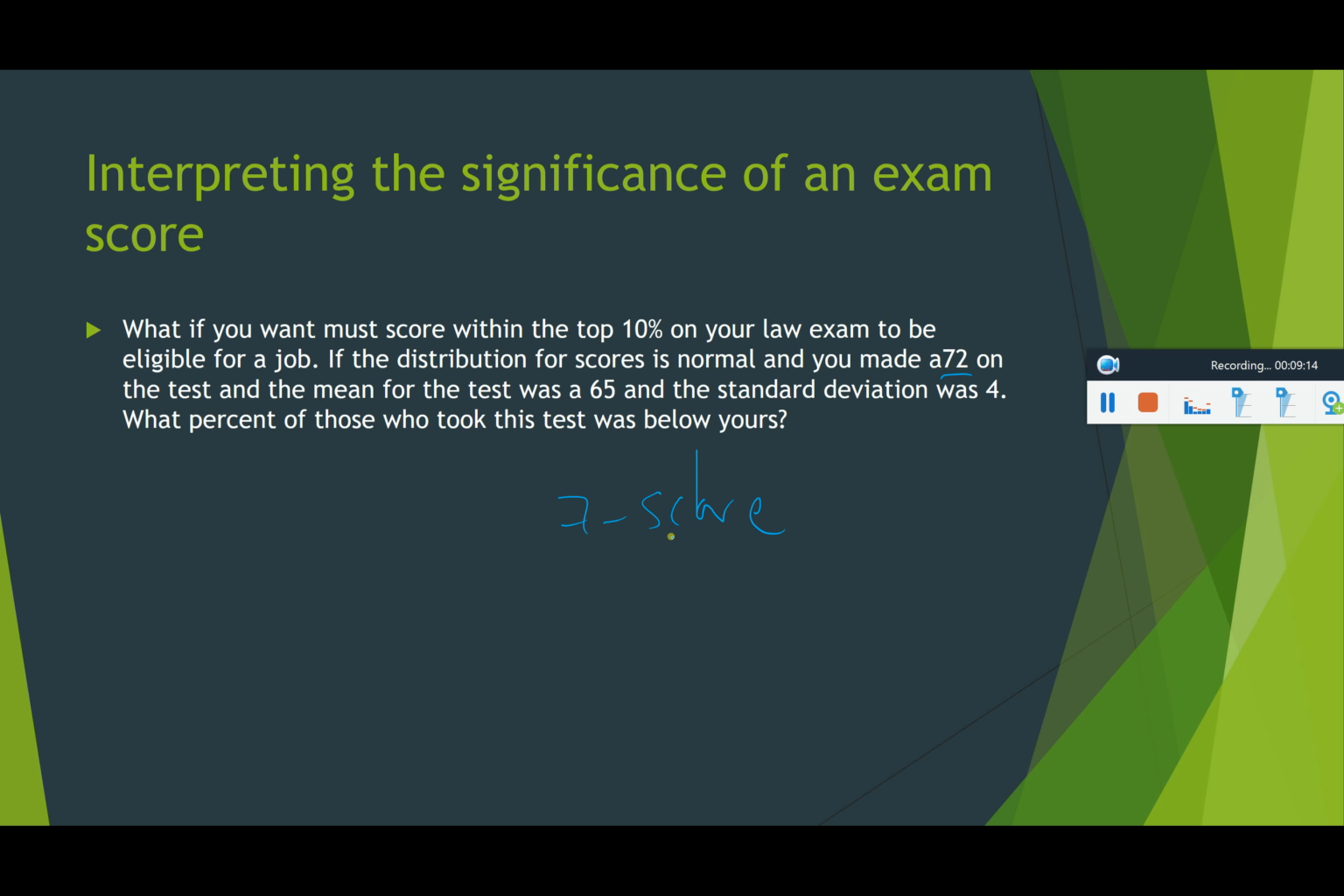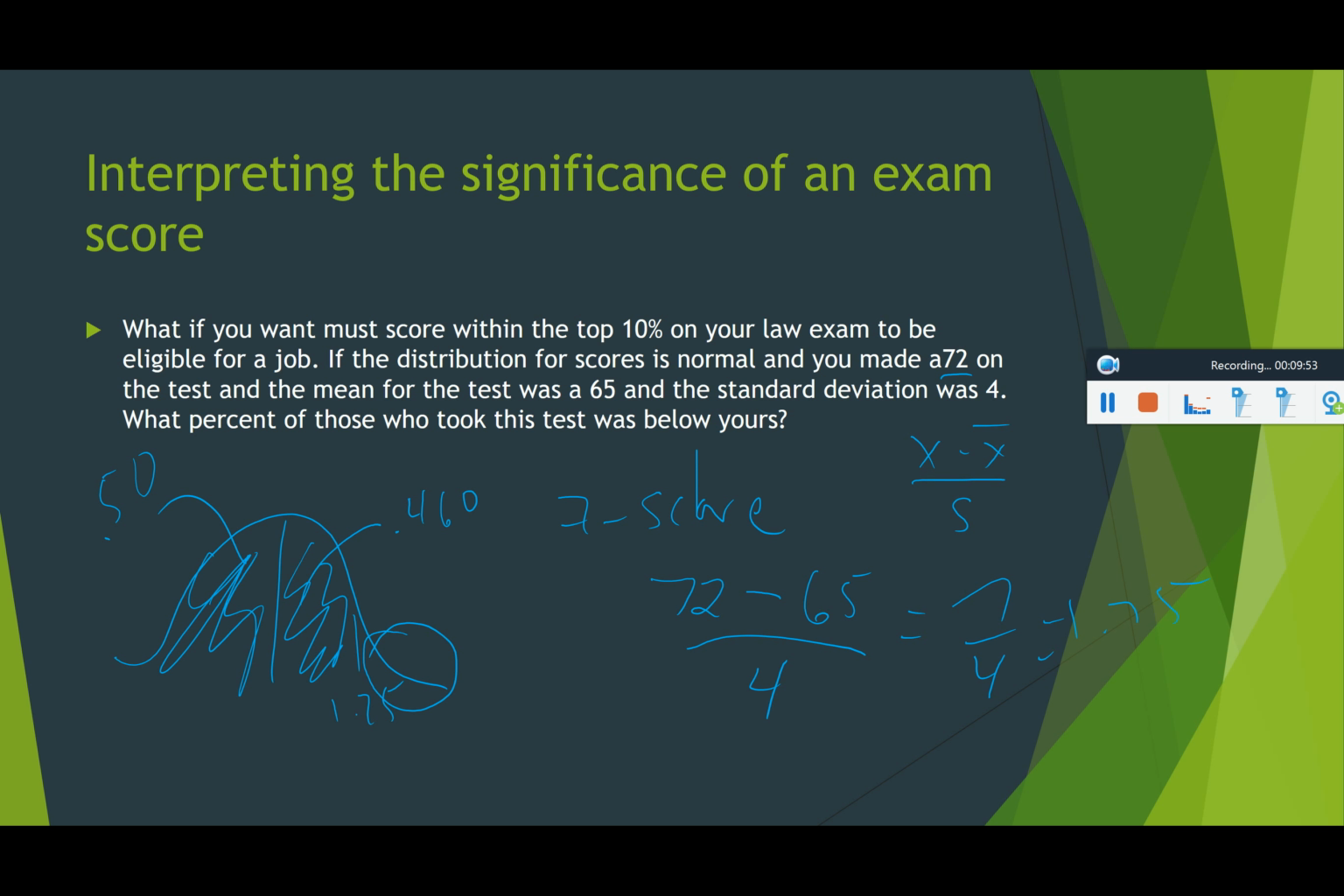So we know that you made a 72, so that's the x value. The mean was 65, so you're still doing your x minus x bar over s, and divide it by 4. So 72 minus 65 is 7 over 4, which is 1.75. So you think about it like this. Here's your 1.75, right? So this percentage, if you look it up, is 0.460. All right, but you want to know, okay, what percentage is this left over? Okay, well, this is 50%, right? So that's 0.50. So 50 plus 46% gives you 96%.